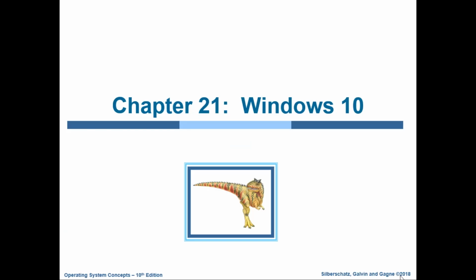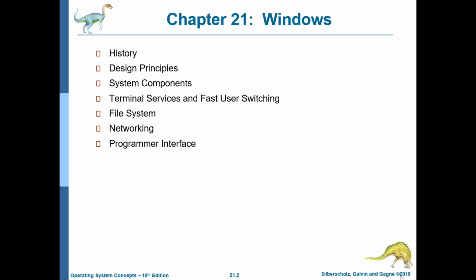So again, chapter 21 is all about Windows 10, the latest OS version of Microsoft. The contents of chapter 21 are the history, design principles, system components, terminal services and fast user switching, file system, networking, and programmer interface.